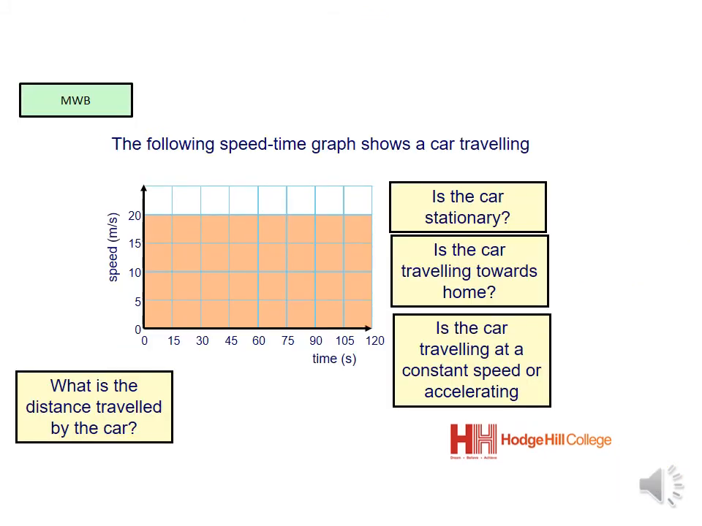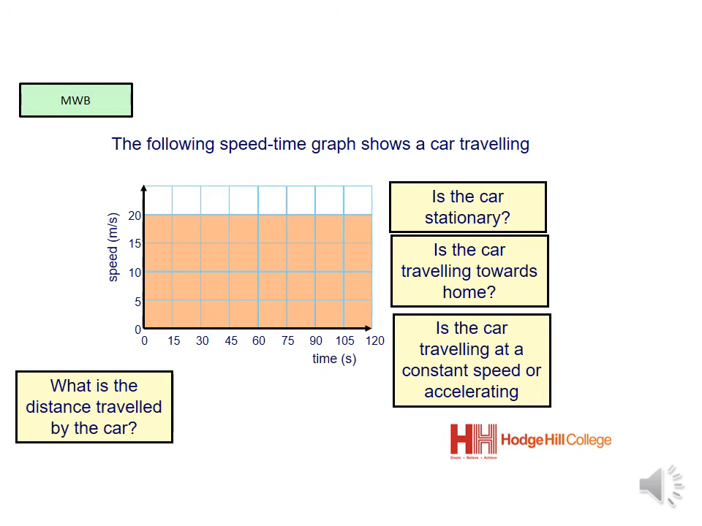Okay, so if we have a look at this speed time graph, there are 4 questions for us to answer about it. So the first question is, is the car stationary? Now we have to be careful here not to get this confused with a distance time graph, because if this was a distance time graph and there was distance on the y-axis, yes, this car would be stationary. However, this is a speed time graph. So the car is not stationary because it is going at a constant speed of 20 meters per second. So is the car stationary? We would have to put the answer no.